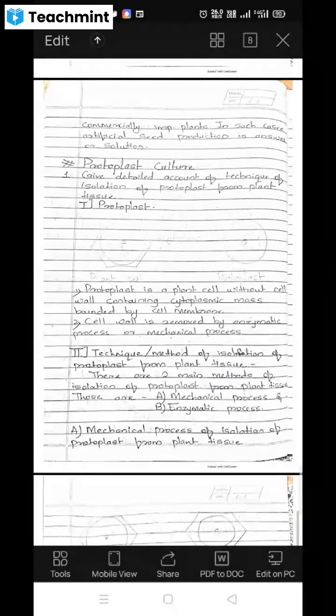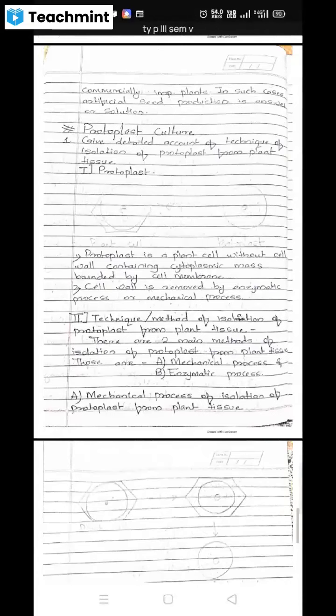Okay, it is just a technique in which we can prepare the synthetic seeds with the help of somatic embryos, and in that the nutrient medium as well as chemicals like sodium alginate or polyacrylamide gels are used. Then the next point in your syllabus is protoplast culture.